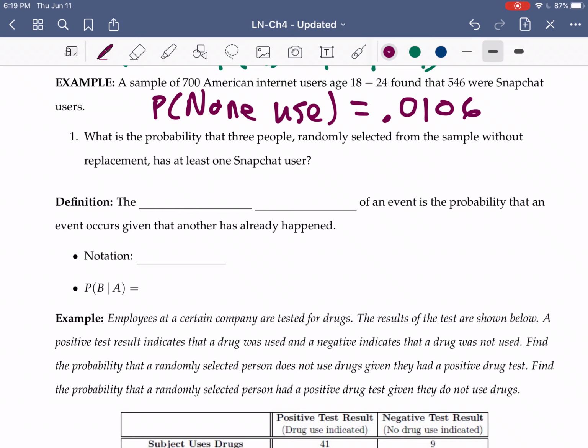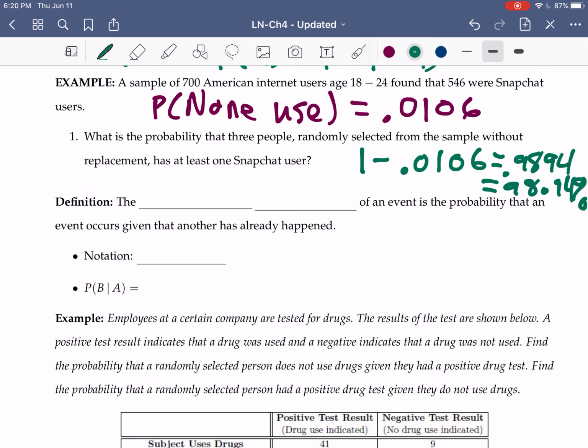So now if we want to find the probability at least one of them uses it, we will take 1 minus 0.0106, which is 0.9894, or 98.94%. If you randomly select 3 people from this group, there's a 98% chance, almost a 99% chance, that at least one of those 3 people is going to use Snapchat.